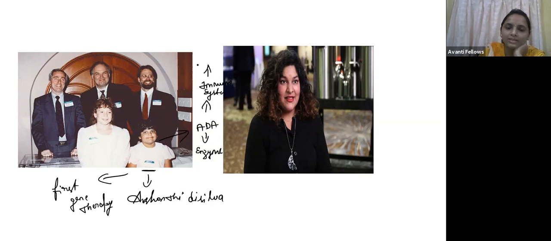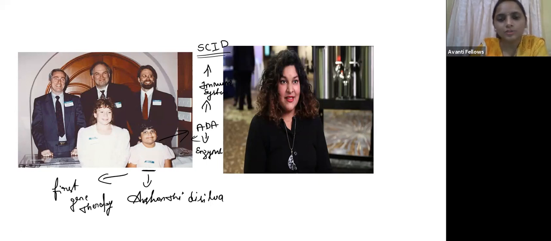If there is a loss or a defective gene, it is going to cause SCID, which is called severe combined immunodeficiency. So this girl, Ashanti De Silva, was given the adenosine deaminase gene through gene therapy. Okay, so guys, there are two methods.